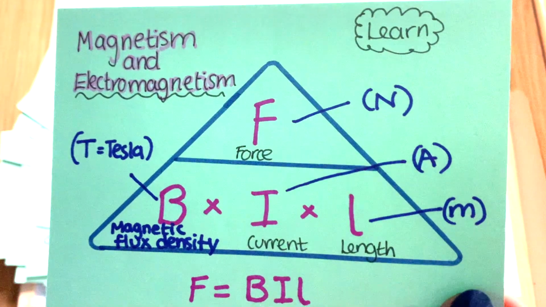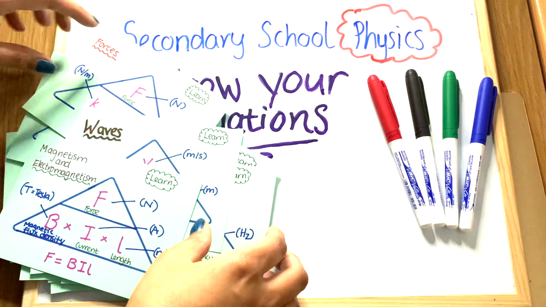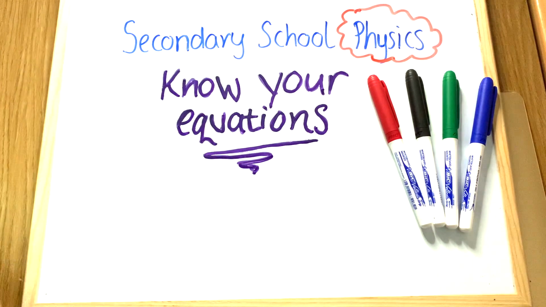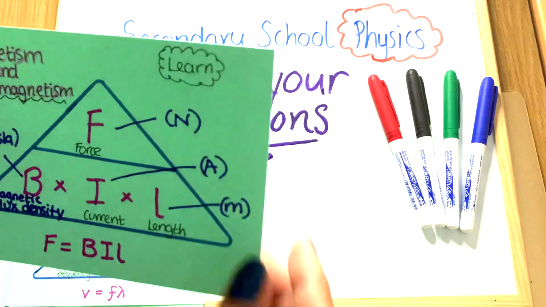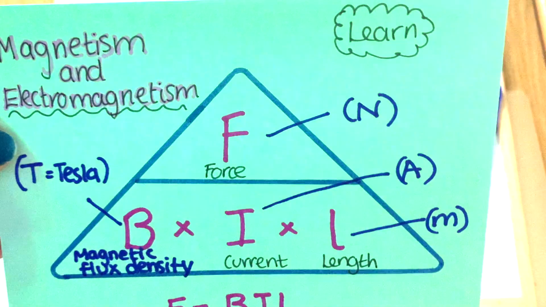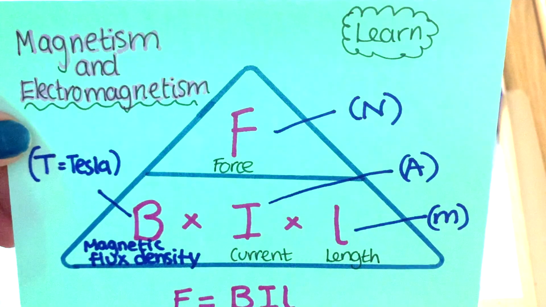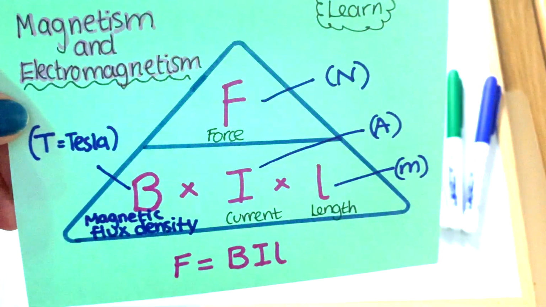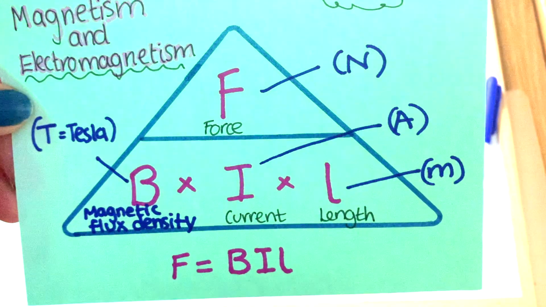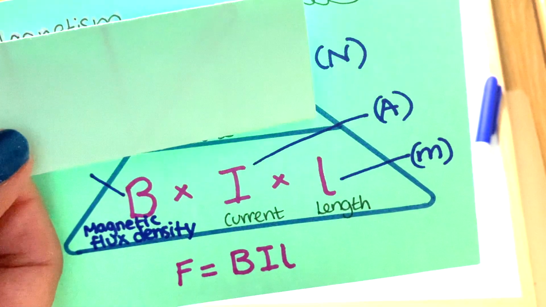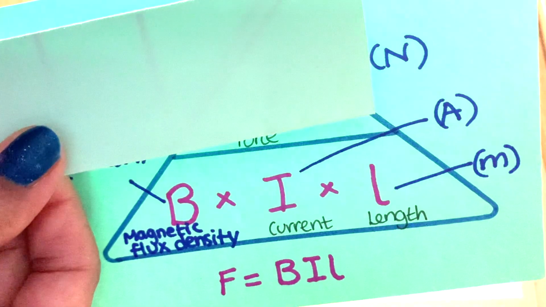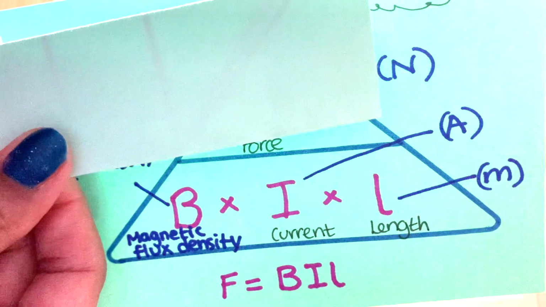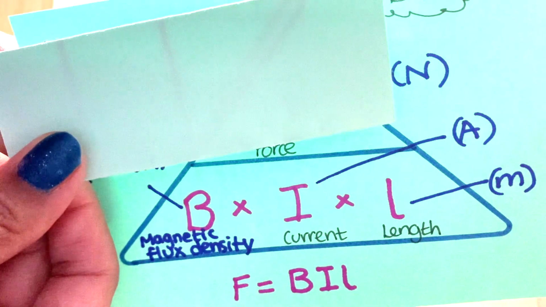Now you may be thinking, why have we got all of these equations in triangles? So the reason we have these in triangles is to help you with rearranging. So if I wanted to work out the force, I'd cover up the force and put F equals, and I have the magnetic flux density times the current times the length.